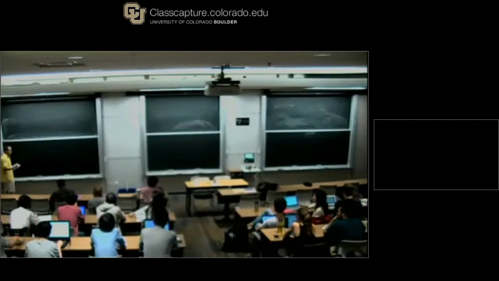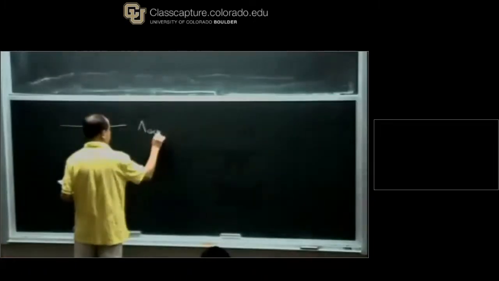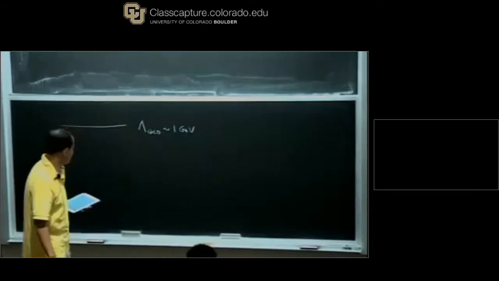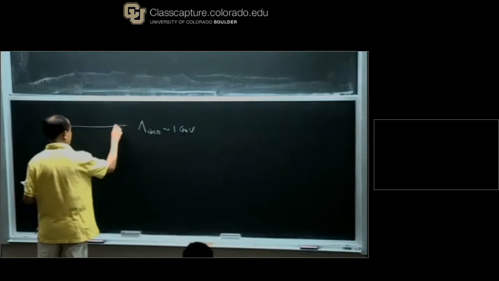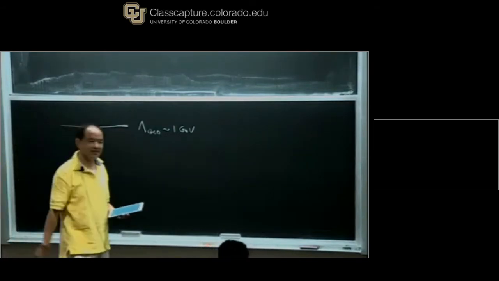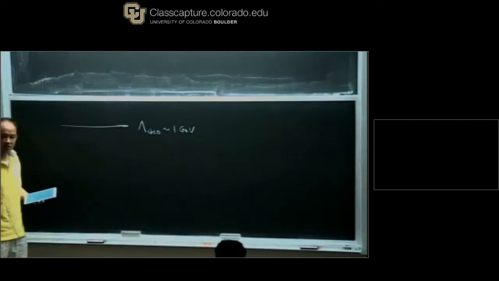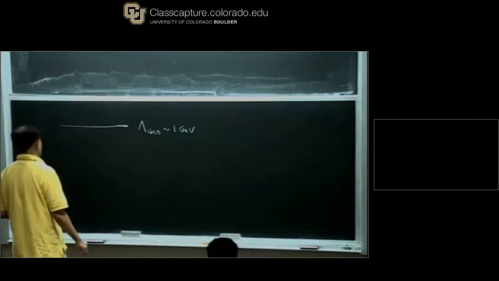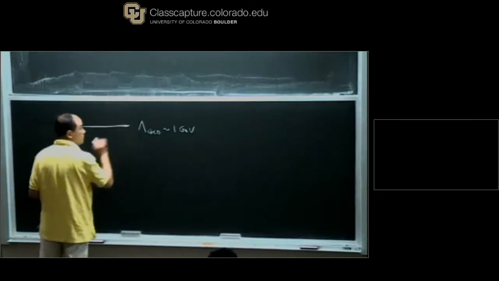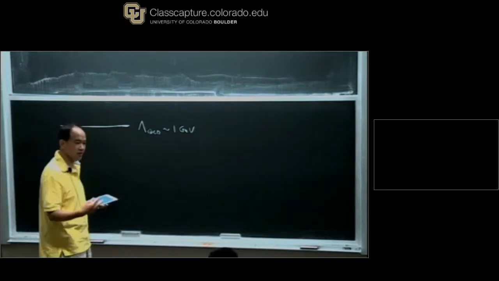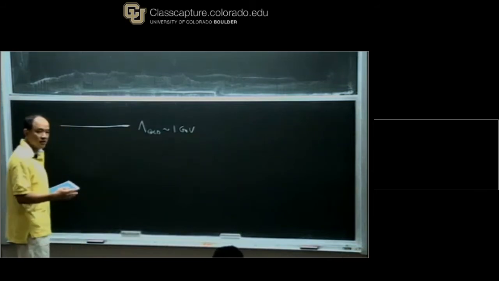So what's the picture? We know that something happened at a scale called lambda QCD. Let me just call it 1 GeV. This is a huge can of worms. What is lambda QCD? But let's just call it a GeV. We know the couplings become strong, things start to form bound states and so on. Naively, you would say that's it. It's beyond our current computational technology, at least the pencil and paper computational technology. You can do this on the lattice and so on.